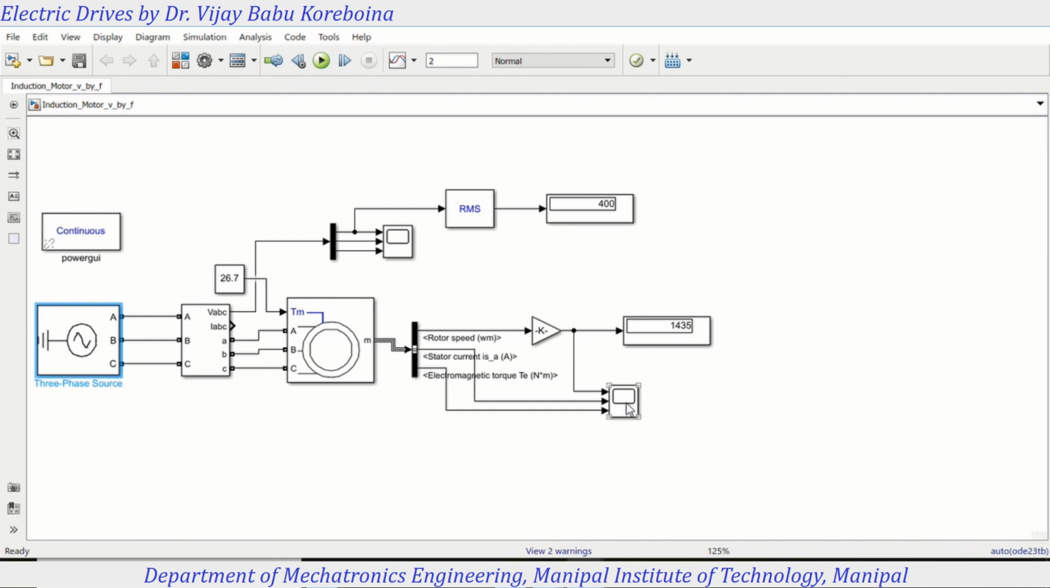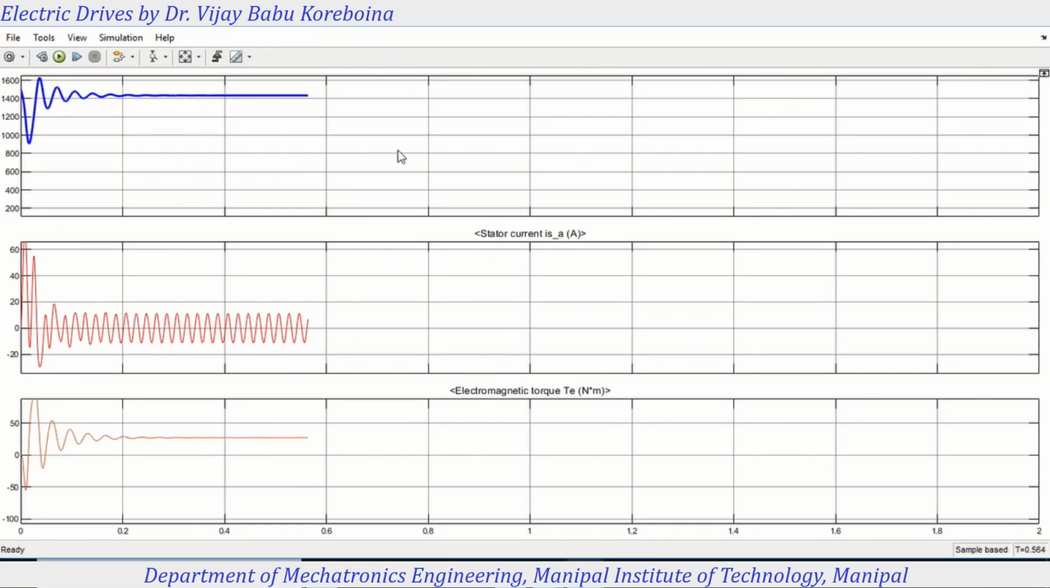Let us look for a while inside at what will happen. This is the transient part, and it goes to steady state current, and it's going to reach the steady state torque. Everything, and the steady state speed also, is going to be reached.